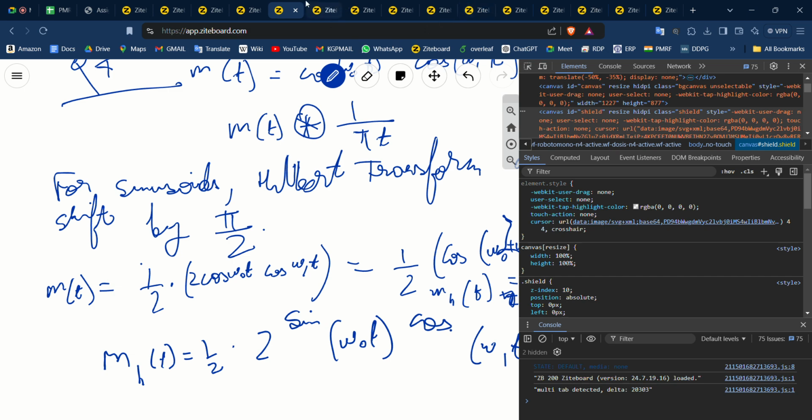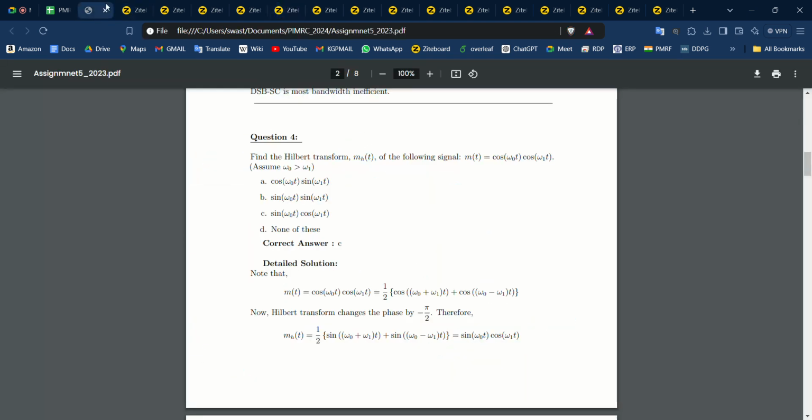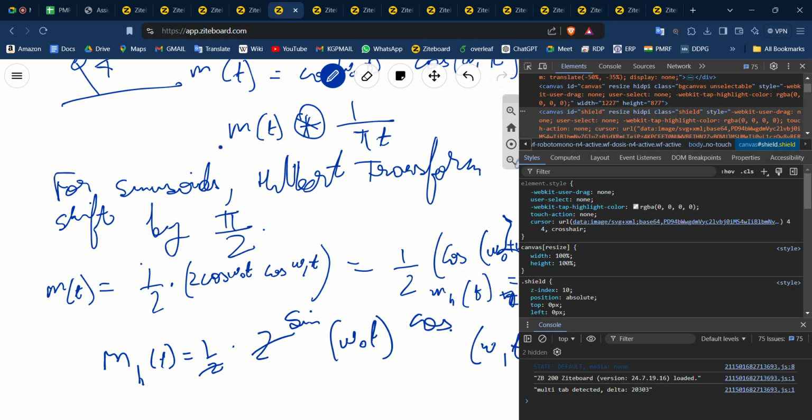Okay, so finally the answer will be 2 sine omega naught half, and the 2 will cancel. So it will be sine omega naught cos omega 1 t. So the answer is option C: sine omega naught cos omega 1 t. So this will be option C.